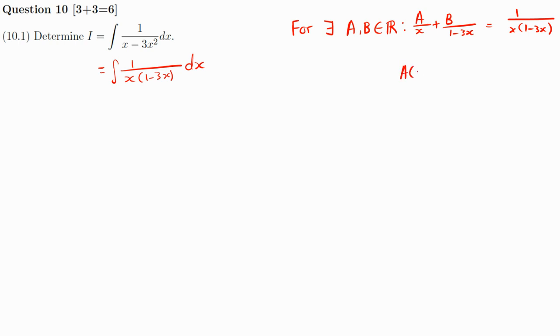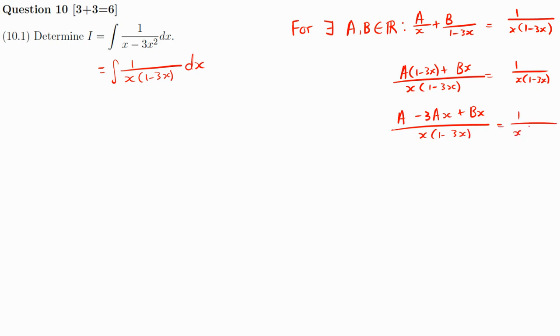So let's go simplify this. This will be a times (1 minus 3x) plus b times x over the common denominator. And if we multiply this out, we'll have a minus 3ax plus bx over the common denominator. Perfect. And now let's group what we have. So a is a constant and there's no other constants. Let's take out the x. Then we have minus 3a plus b. This is the x part. Write the common denominator again: x(1 minus 3x).